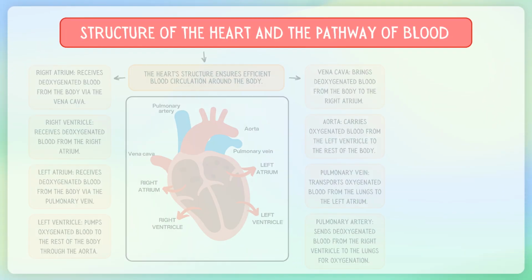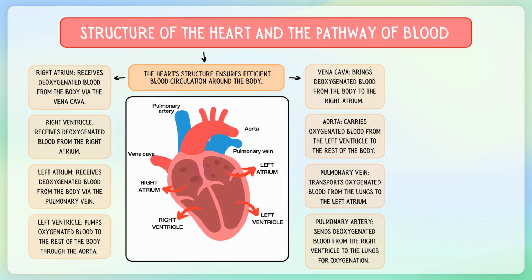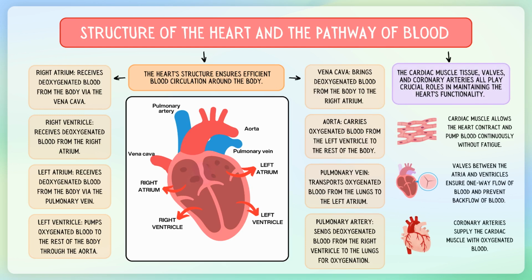To recap, the heart structure ensures efficient blood circulation. The 4 chambers, along with the major blood vessels, work together to pump deoxygenated blood to the lungs and oxygenated blood to the rest of the body. The cardiac muscle tissue, valves, and coronary arteries all play crucial roles in maintaining the heart's functionality. By mastering the structure and function of the human heart, you gain insight into one of the body's most vital organs, laying the groundwork for deeper understanding of cardiovascular health and disease prevention.